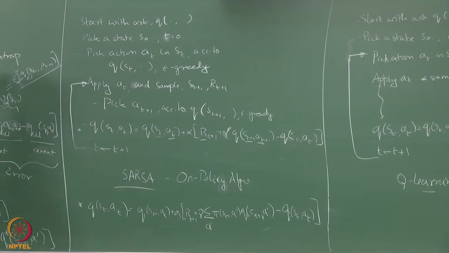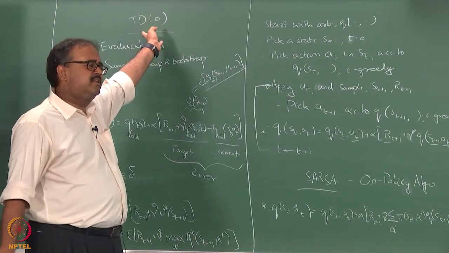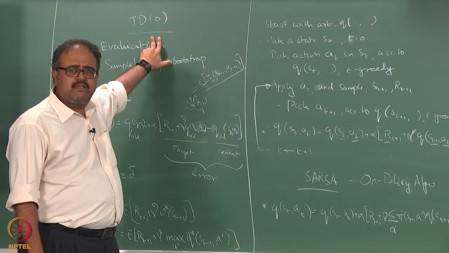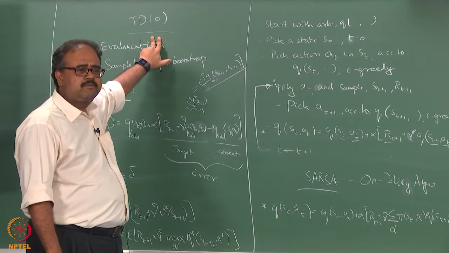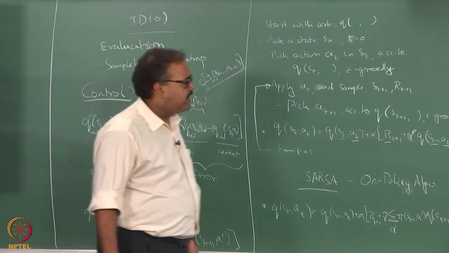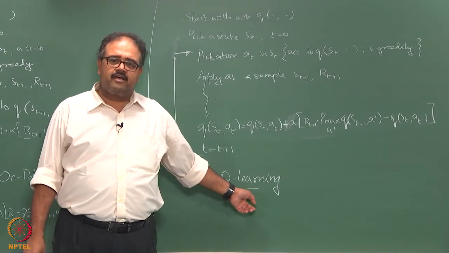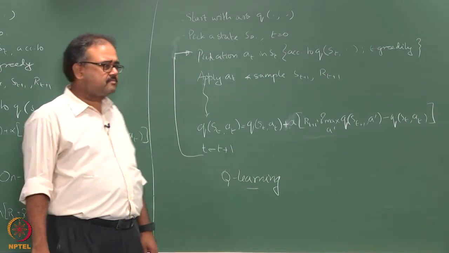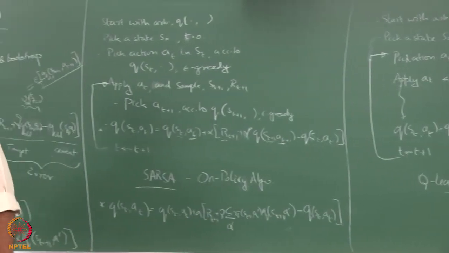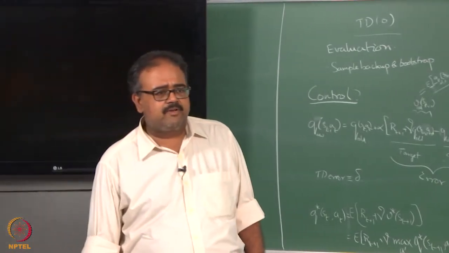So chronologically TD0 came first. I think Rich proposed TD0 in '84 and showed convergence in '88 or something. And Q learning was proposed by Chris Watkins in '89, and SARSA was proposed by Rummery and Niranjan maybe '91, '92, I do not remember the exact date, sometime around that.